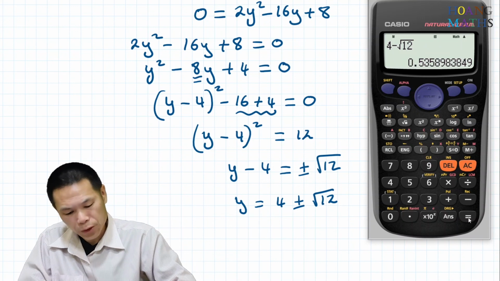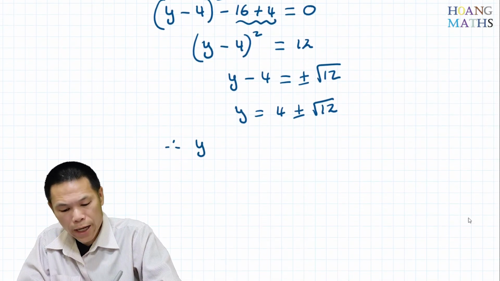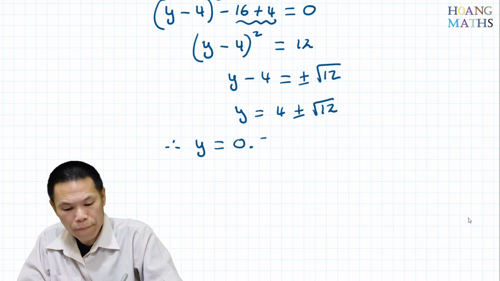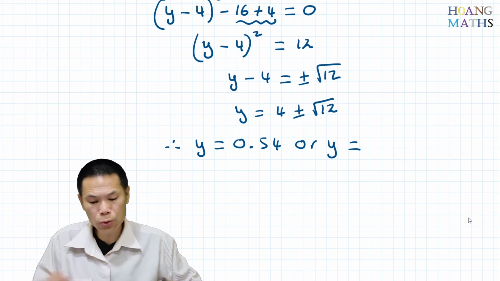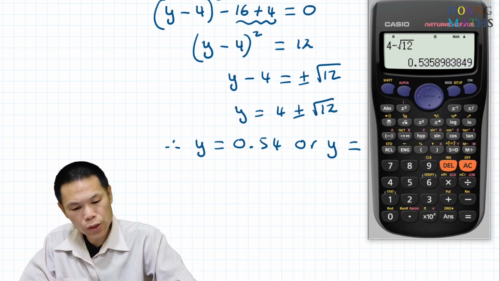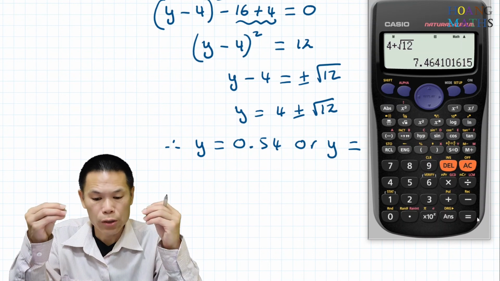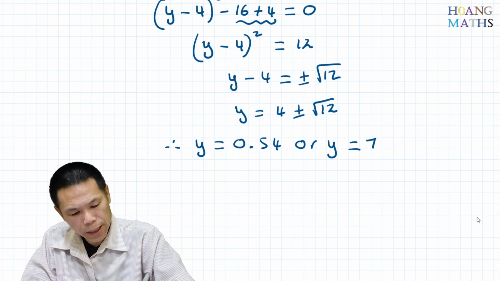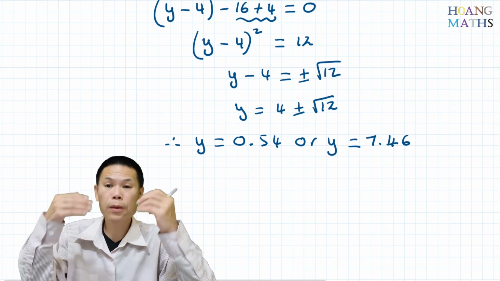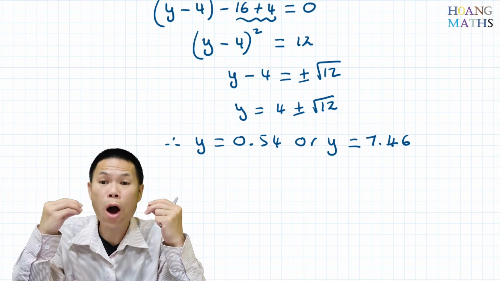So there you go. So the answer is 0.54. So let me just move this up. So therefore, y is equal to 0.54 or y is equal to, so I just change to plus. So there you go. So 7.46. There you go. So y is equal to 0.54 or y is equal to 7.46.